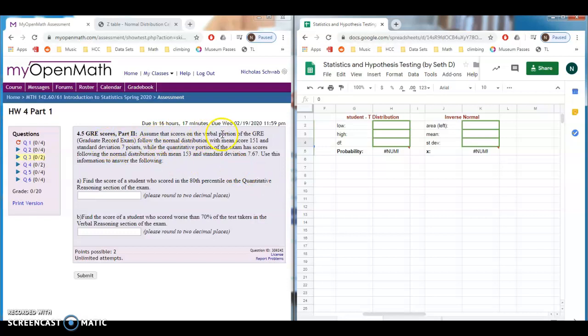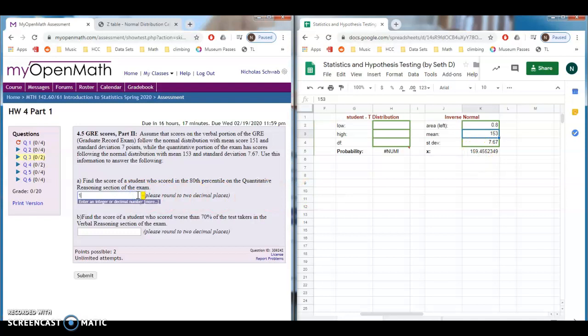So this first part is for the verbal part, and so then the second part must be for the quantitative part. So I know my mean is 153, and my standard deviation is 7.67, right? So I want the area to the left. Well, I want the 80th percentile, so that means I want 80% to be to the left of my number, and I'll show you what I mean when we're done here. 0.80. So we get 159.